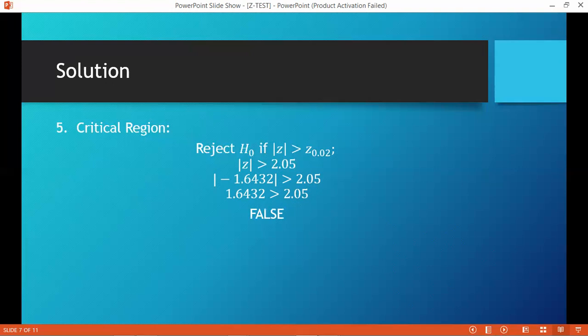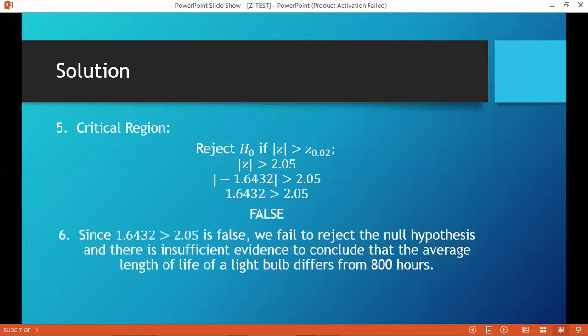Then, for conclusion, we say, since 1.6432 greater than 2.05 is false, we fail to reject the null hypothesis, and there is insufficient evidence to conclude that the average length of life of a light bulb differs from 800 hours. So yun, parang ganyan lang. Alright.